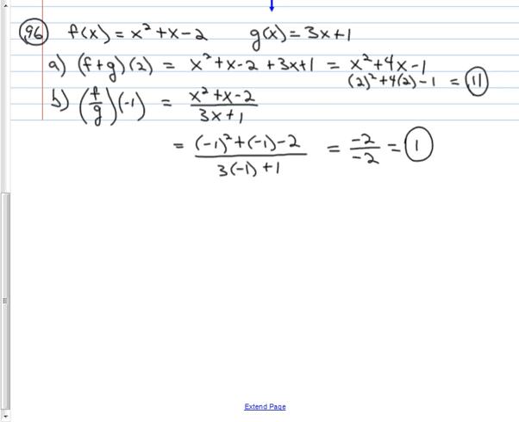C, f minus g of x. Well, at least on this one, what are we substituting into it? Just an x, so it's just going to be the equations. We're done when we figure out the equations. So the f function is x squared plus x minus 2 minus the g function. So I need parentheses. We have to subtract the whole thing, 3x plus 1.